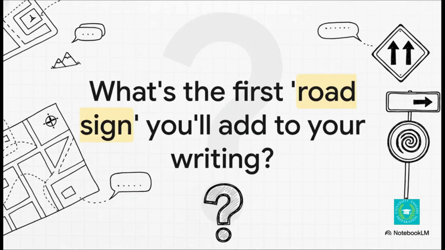And that brings us to the end of our trip. So the real question now is, what are you going to do with this map? Think about your own writing. What's the first road sign, maybe a consequently or for instance, that you can strategically add to make your logic just a little bit clearer?